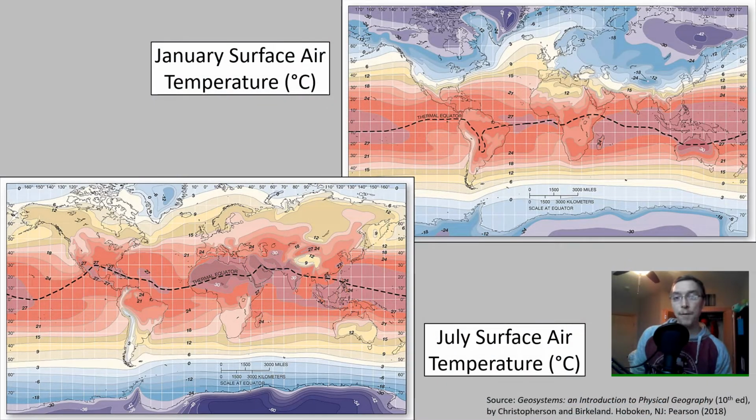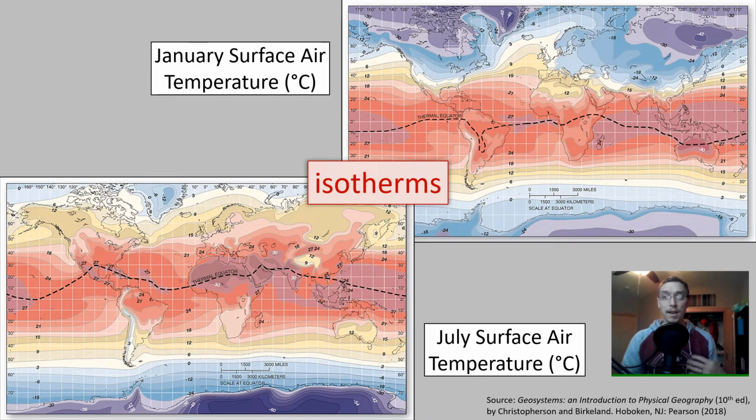So here we can see the average January surface air temperature, the map on the top in degrees Celsius, versus the July surface air temperature map in degrees Celsius on the bottom left. So we can see a few different things here. We can see reference to the thermal equator on both of them. That's kind of that median temperature across the planet. That's not necessarily the latitudinal equator. We can see kind of lines going across all of these maps, kind of these gradational color spectrums here. This is what we call isotherms. So we're looking at kind of cutoff points, if you will, between different air temperatures.